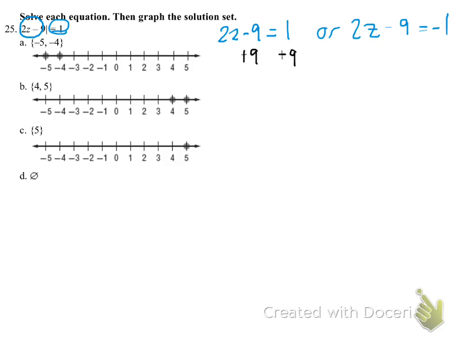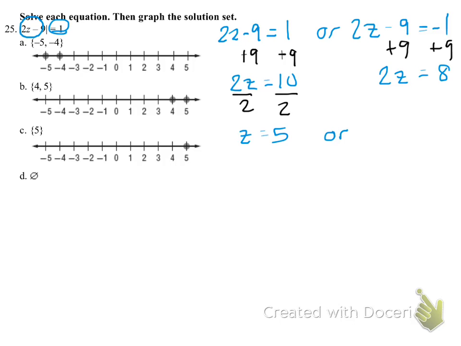Add 9 to both sides. 2z equals 10. Divide both sides by 2. And z equals 5. Or add 9 to both sides. 2z equals 8. Divide both sides by 2. And z could equal 4. So the possible answers are positive 5 or positive 4. So letter B is correct. Now the graphing part I will never ask you to do. They're just simply putting the dots on the number line for those two values. It seems like a waste of time.